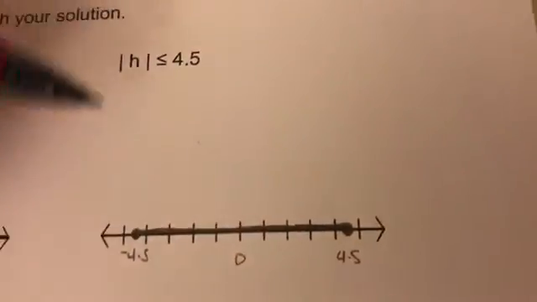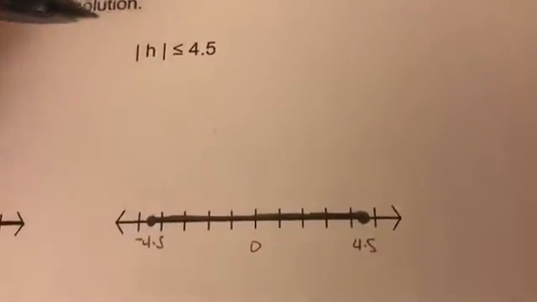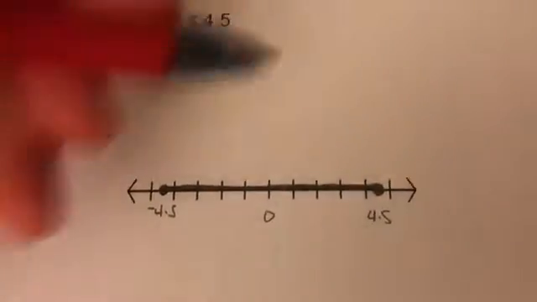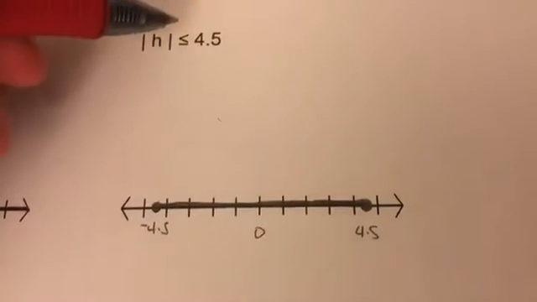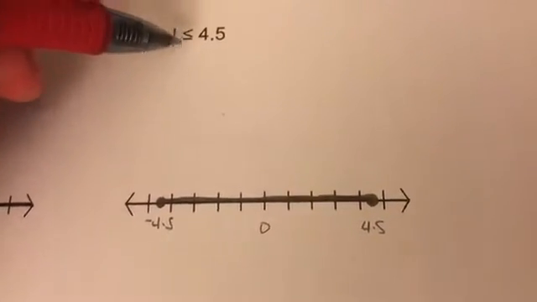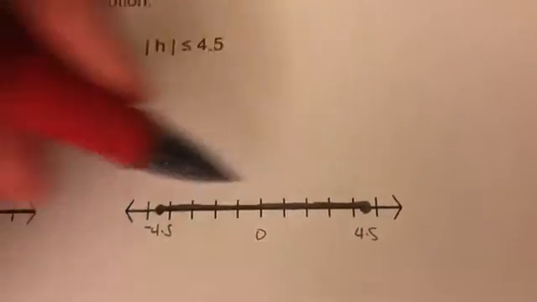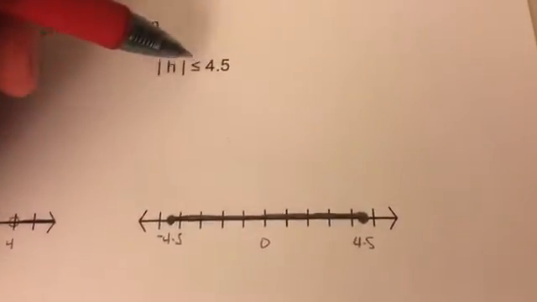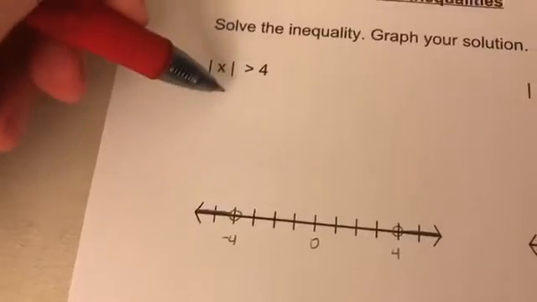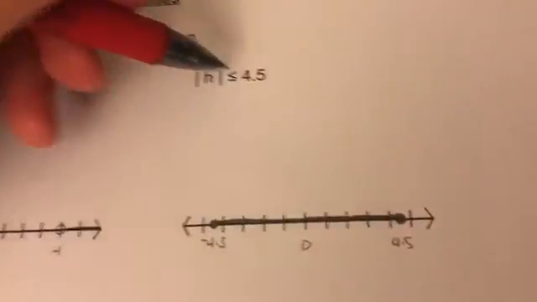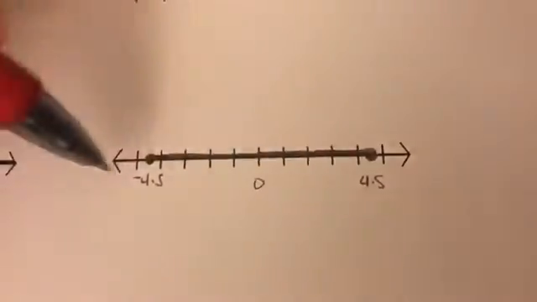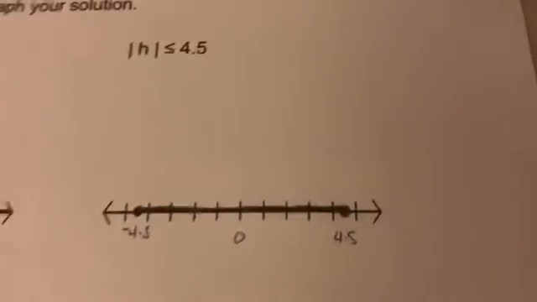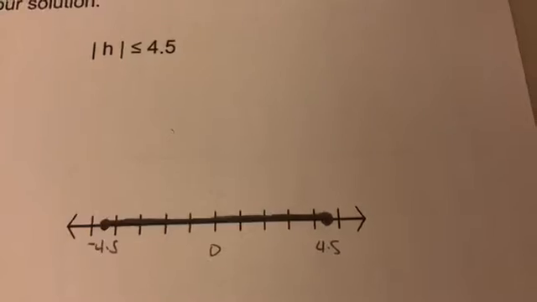Next question is h in absolute value is less than or equal to 4.5. And since we have a line underneath this, we are going to fill in the points for 4.5. And because unlike this, which faces that way, this one faces to the right, that means we're going to bold the inside between the points. So that's the answer for this one.